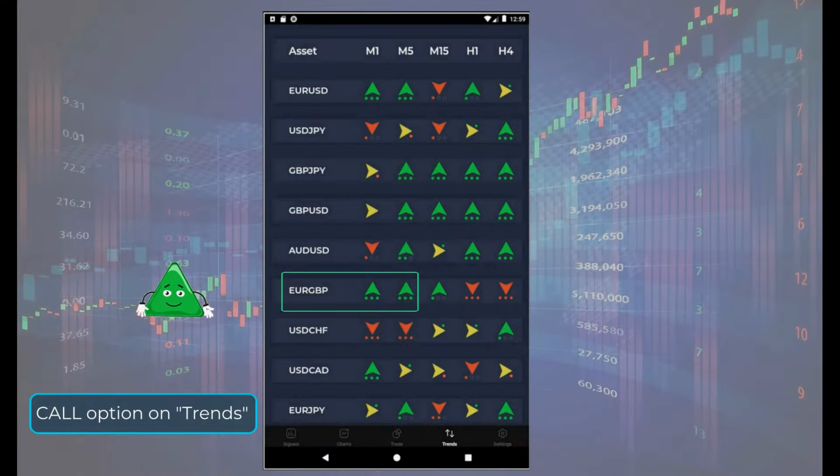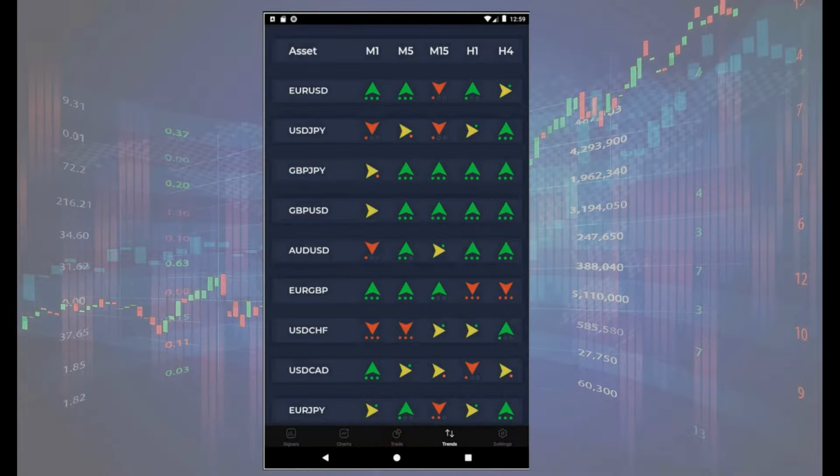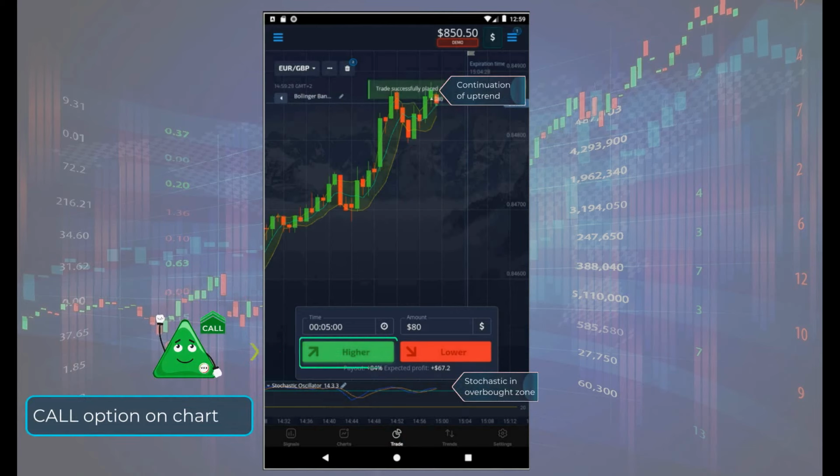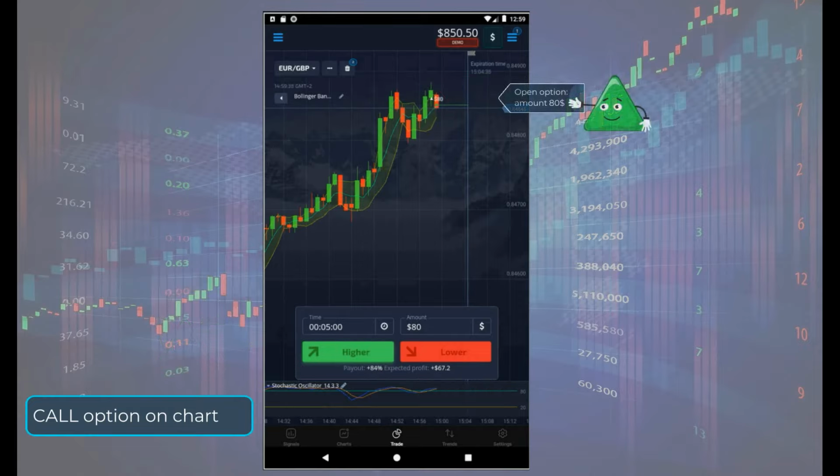Trends confirms the signal. We look at the charts and technical indicators. The trend resumed after the first pullback. Price and Bollinger up. Stochastic is in the overbought zone. All conditions are met, open the third call option.